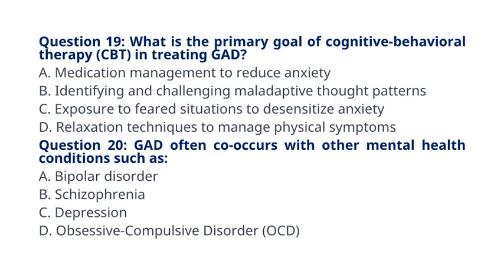Question 20. GAD often co-occurs with other mental health conditions such as A. Bipolar disorder, B. Schizophrenia, C. Depression, D. Obsessive-compulsive disorder, OCD. The correct answer to question 20 is option C. Depression. Explanation: GAD frequently coexists with depression and other mood disorders.